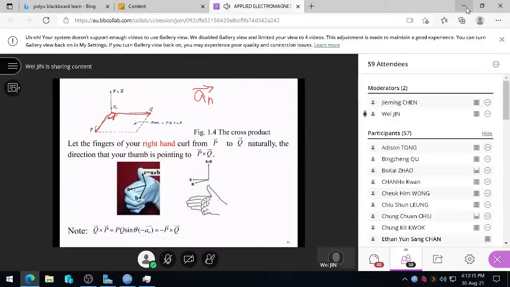You are using this formula. Now remember, this is P cross Q. You already know it is a vector. A vector has three components: X component, Y component, and Z component. You have to have those three components. You write Ax, Ay, Az there. What is the value of it? What is the magnitude? What is the component? So you have to be able to calculate the magnitude of each component.